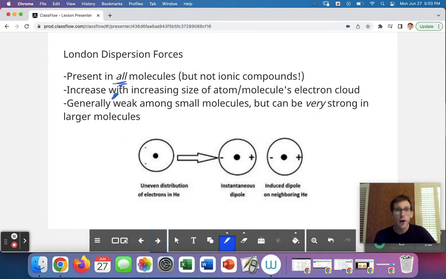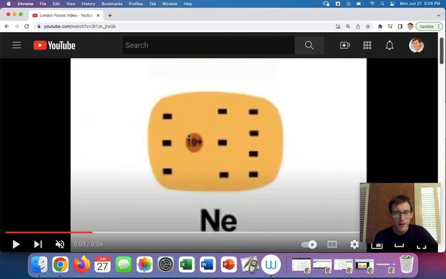They are proportional to the size of an atom or molecule's electron cloud, and they tend to be weak among smaller molecules, but if you get to a large molecule like any oil, they can be very, very strong. And how do they work? Well, let's look at this video here. We've got a neon atom. And yes, neon itself is nonpolar.